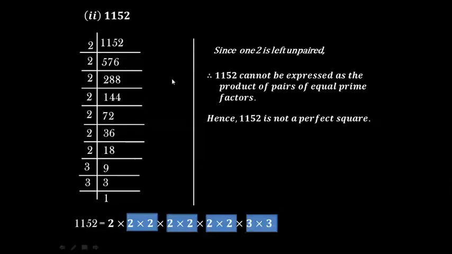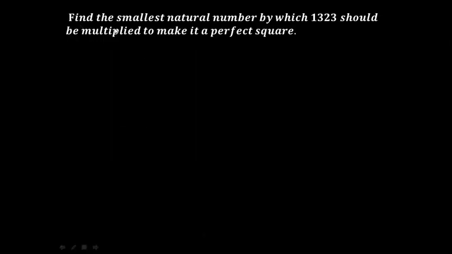So based on this concept, I have the next question. Find the smallest natural number by which 1323 should be multiplied to make it a perfect square. So 1323 is not divisible by 2 because it's not an even number. Let's check whether it's divisible by 3 using the test of divisibility of 3. We'll add all the digits: 1 plus 3 is 4, 4 plus 2 is 6, 6 plus 3 is 9. So 9 can be divided by 3, so 1323 can be divided by 3.